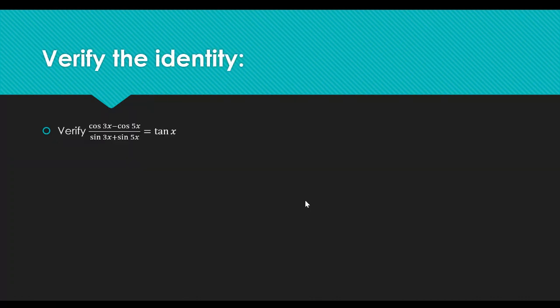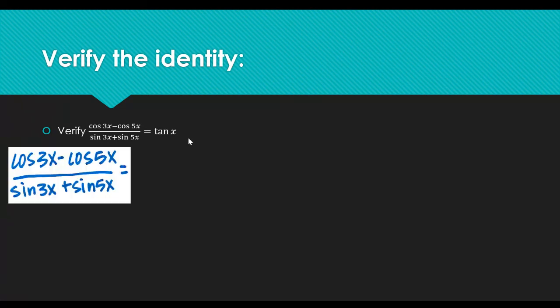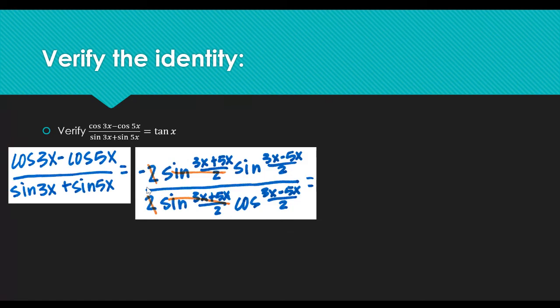We are going to do one last example of verifying the identity. So we want to verify that cosine of 3x minus cosine of 5x over sine of 3x plus sine of 5x is just tangent of x. So we start with that left side. And I know that I have a formula for just the top, cosine minus cosine, so I'm going to use my sum to product. And then I'm going to do the same thing on the bottom.